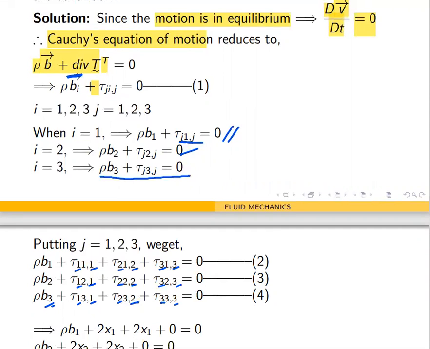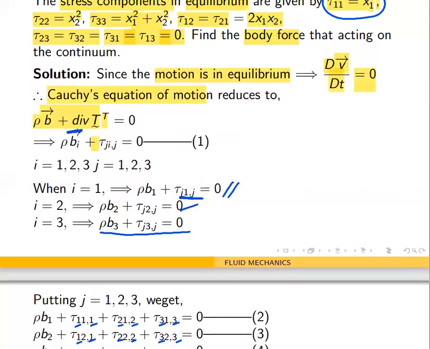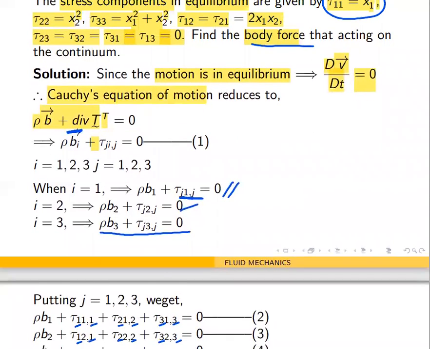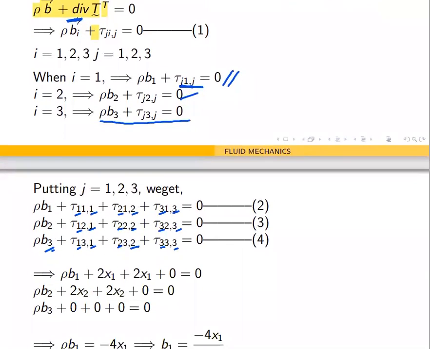Actually, the problem is to find the body force acting on such a continuum, right? So tau 11 is nothing but x1 square. We'll take the first equation, that is equation 2, which becomes rho b1 as it is plus tau 11, which is x1 square, differentiated with respect to x1.